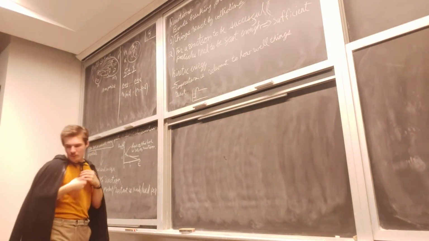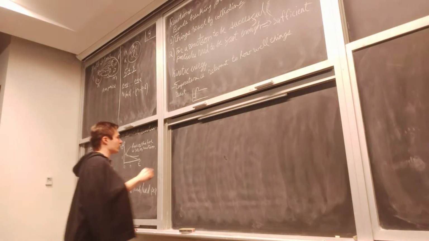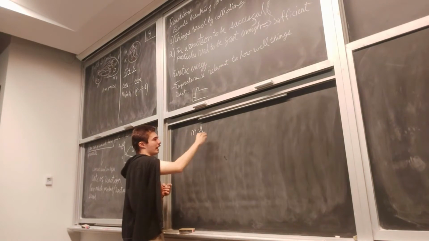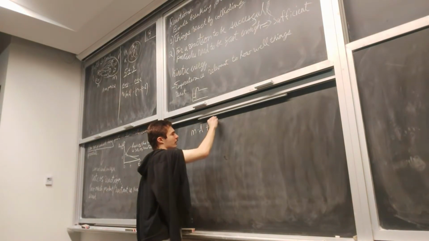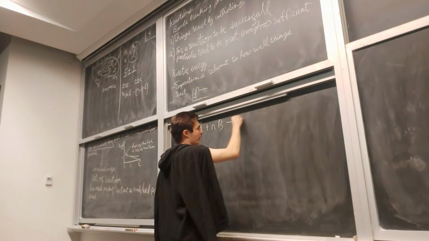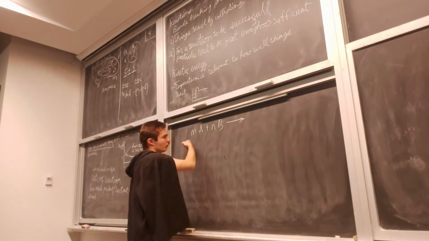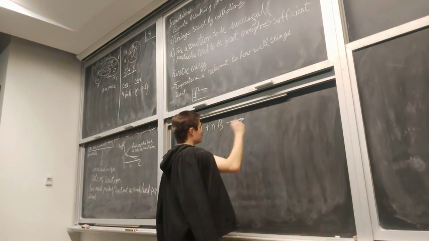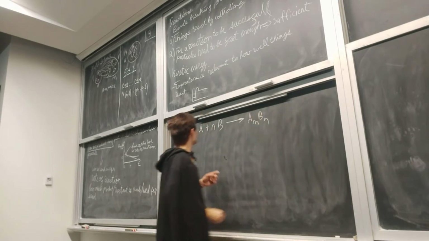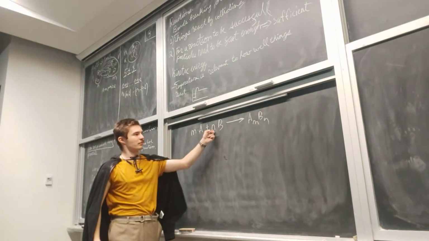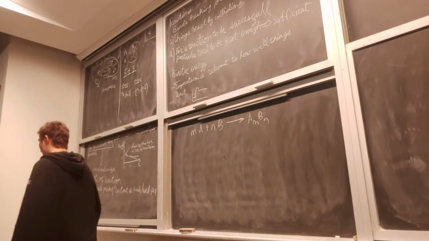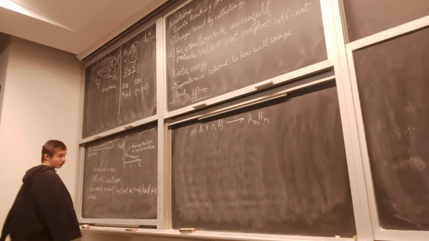We're going to consider the following chemical reaction. It's a general chemical reaction. You have m particles of A, and then you have n particles of B, and they all stick together to form this AmBn, right?